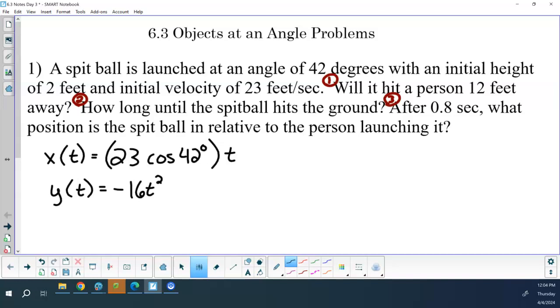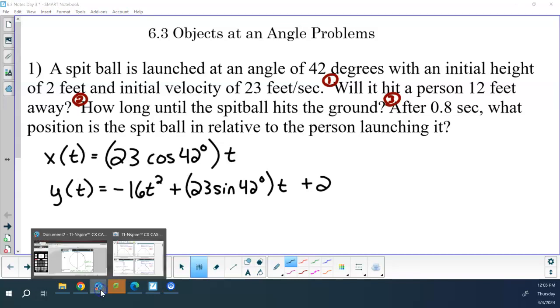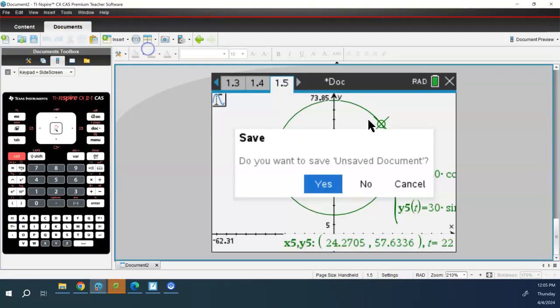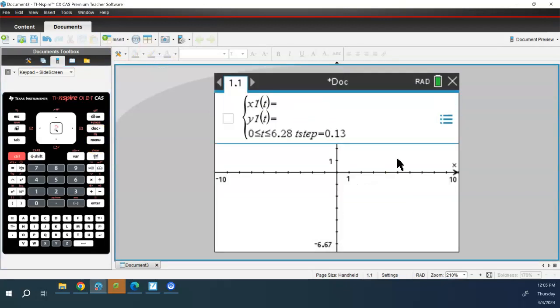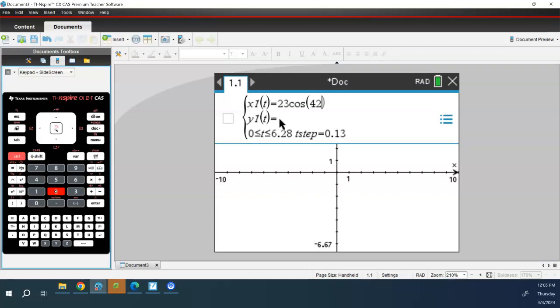Fine. Negative 16t squared plus 2. Okay? That's our functions. Graph them. It's 42 degrees. Should just look on here. 42 degrees.